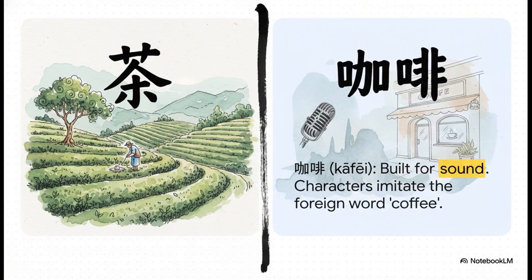And this right here is a perfect illustration of two fundamental ways that words are made in Chinese. On the one hand, you have these ancient, story-driven words like chá for tea, where the meaning is built right into the character from the inside out. And on the other hand, you have modern words like coffee, which are phonetic loans that borrow sounds from other languages to name new things. Understanding this difference is absolutely crucial as you learn more vocabulary.